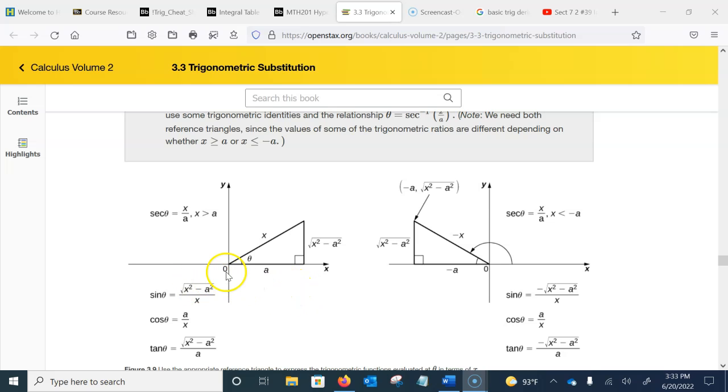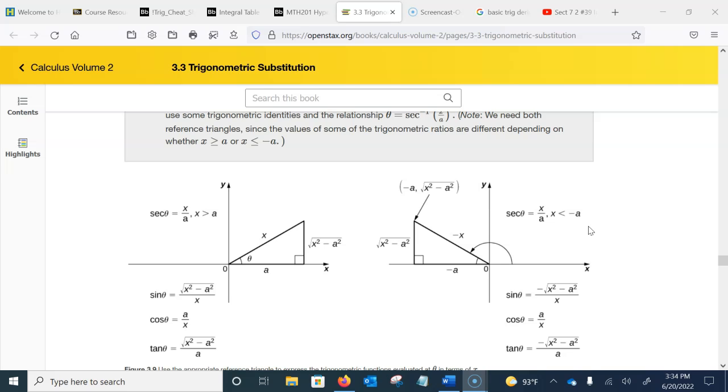All right, let's go back to looking at what we have here. So here's a triangle drawn. Here x is the hypotenuse, a. The opposite side of theta is root x squared minus a squared. And this is where x is greater than a. And here I have, on this side, minus a, minus x, root x squared minus a squared. Here, notice that x is less than minus a.